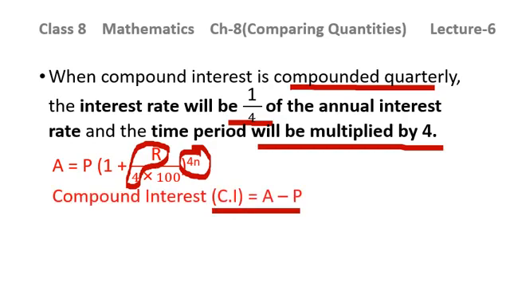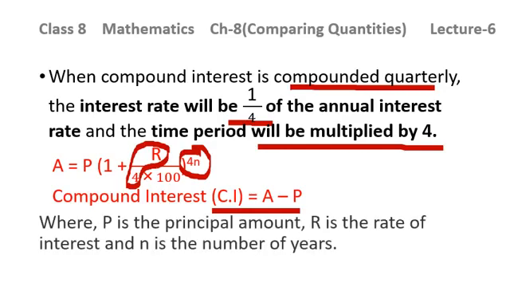My dear children, in your NCERT book, only the questions related to compounded annually and compounded semi-annually or half yearly are given to you. But I told you the concept of compounded quarterly also, because you should be aware about when the interest is being compounded quarterly. So in this formula, amount is given by P into 1 plus R over 4 into 100, that is R over 400, raised to the power 4n, and compound interest is given by amount minus principal, where P is the principal amount, R is the rate of interest and n is the number of years given to you in the question.